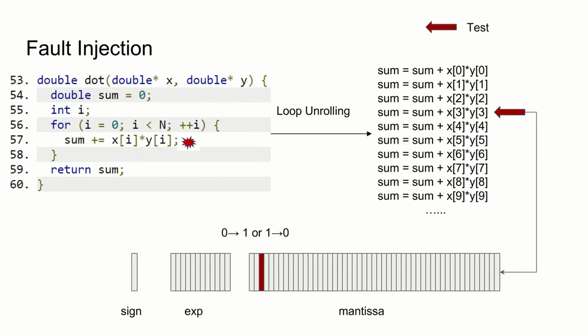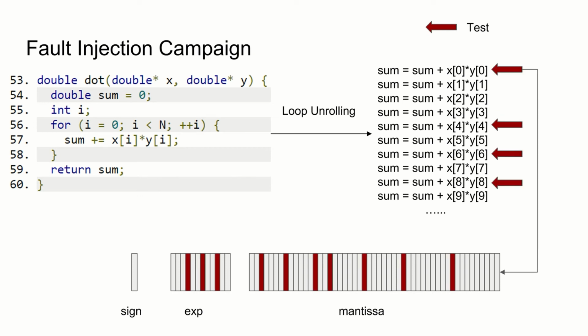To mimic the soft error, HPC researchers often use a fault injection tool, which manually injects an error during the computation and observes the error propagation. Here, as an example, we use a function that performs vector multiplication to demonstrate the fault injection process. In the unrolled loops, the fault injection tool selects the sum variable, picks one of its bits, and flips it to perform the fault injection.